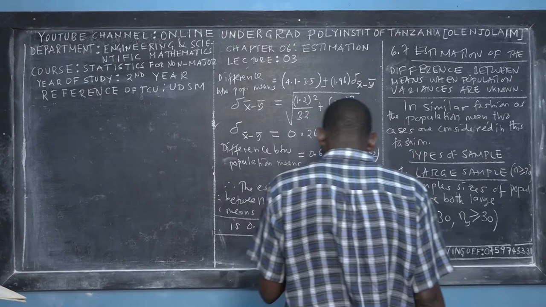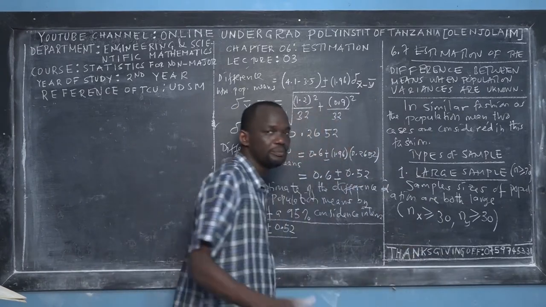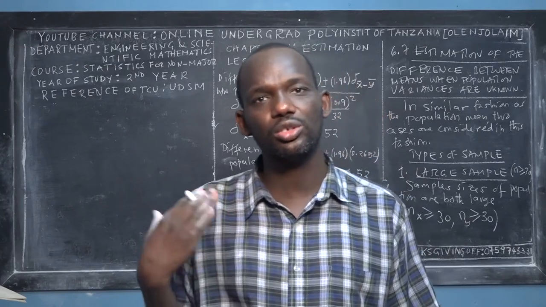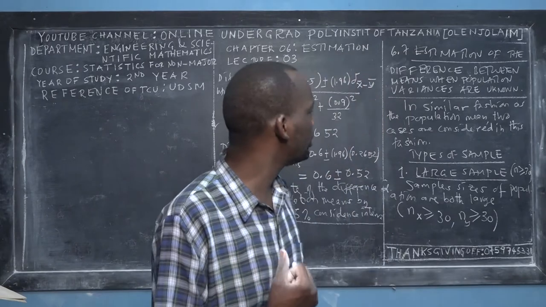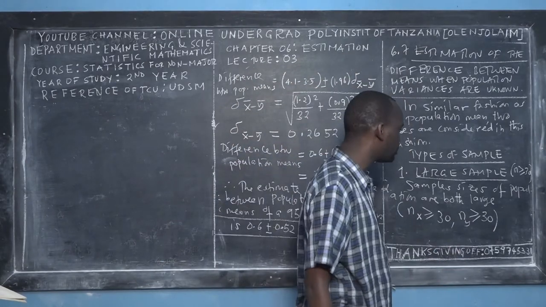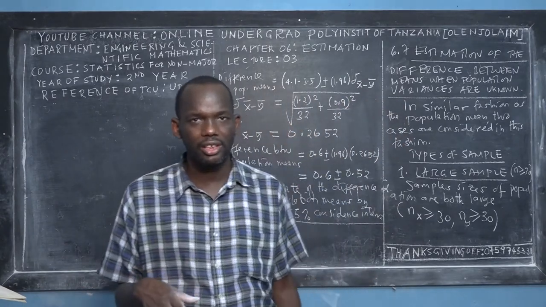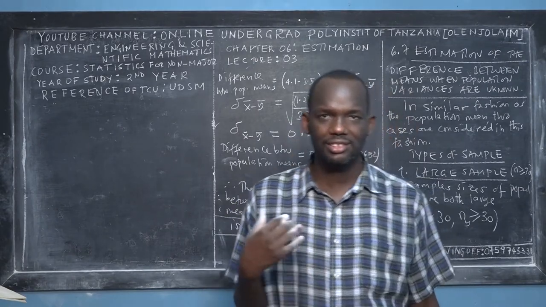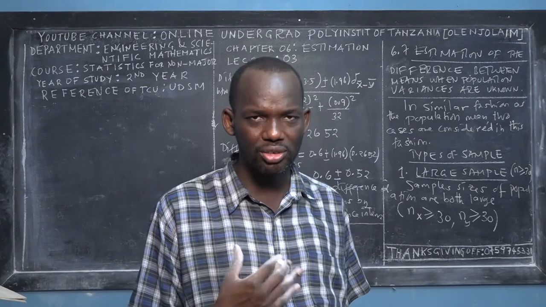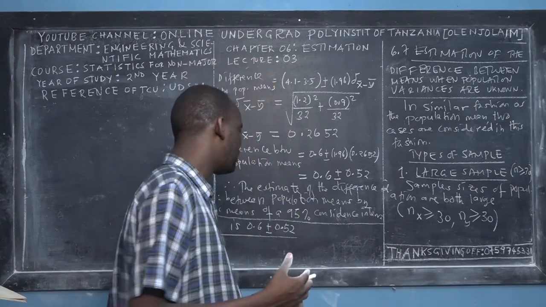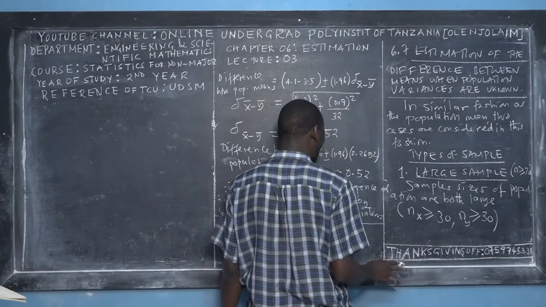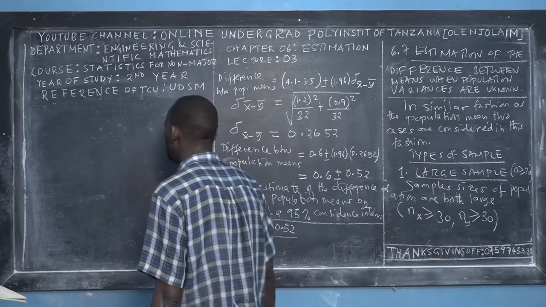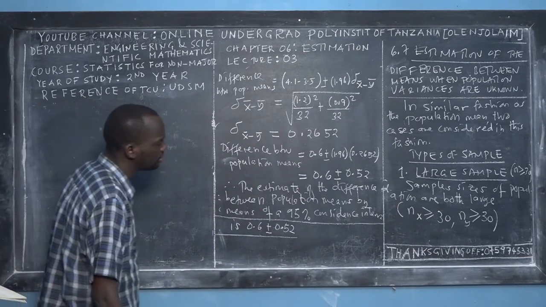So that is the first condition. For the large sample, the sample size should be greater than or equal to 30. For the small sample, the sample size should be less than 30. The two samples have been drawn from two different populations and should have similar characteristics. Both of them should be greater than 30. That is the first condition.